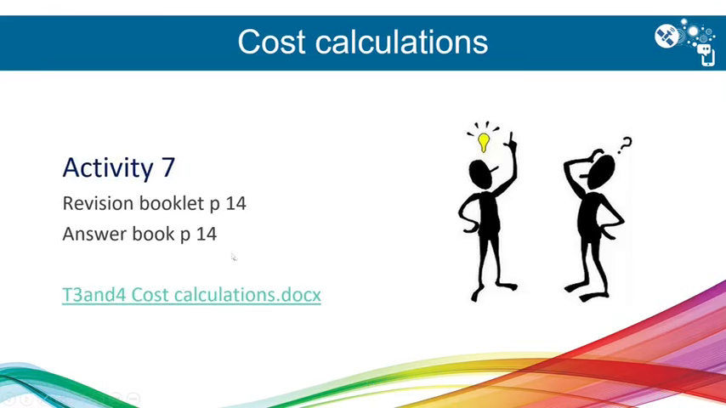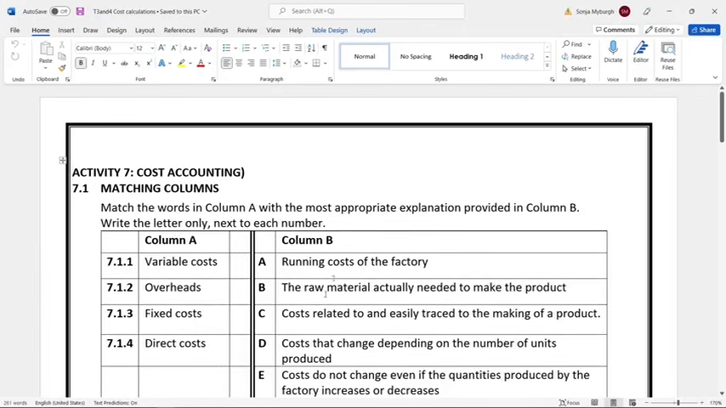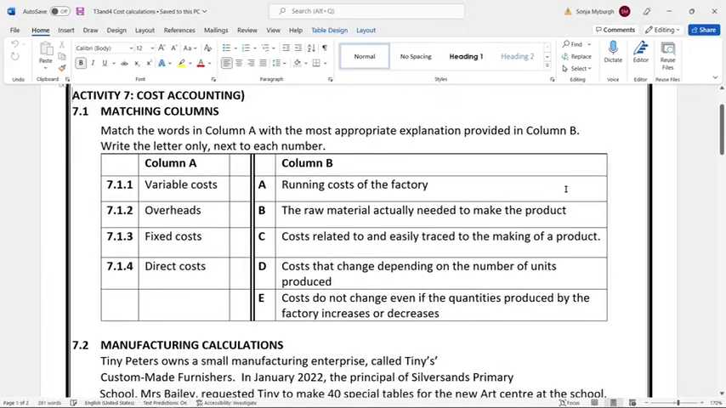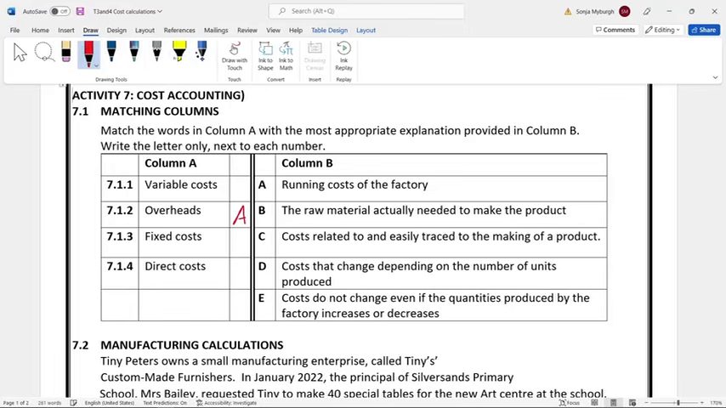Activity 7, page 14 in your revision booklet as well as in your answer book. First question, we have to match column A to column B. Very often it's easier to read the explanation in column B and then find the correct term in column A. The running costs of the factory, that will be your overheads, factory overheads. So number 2 is A.